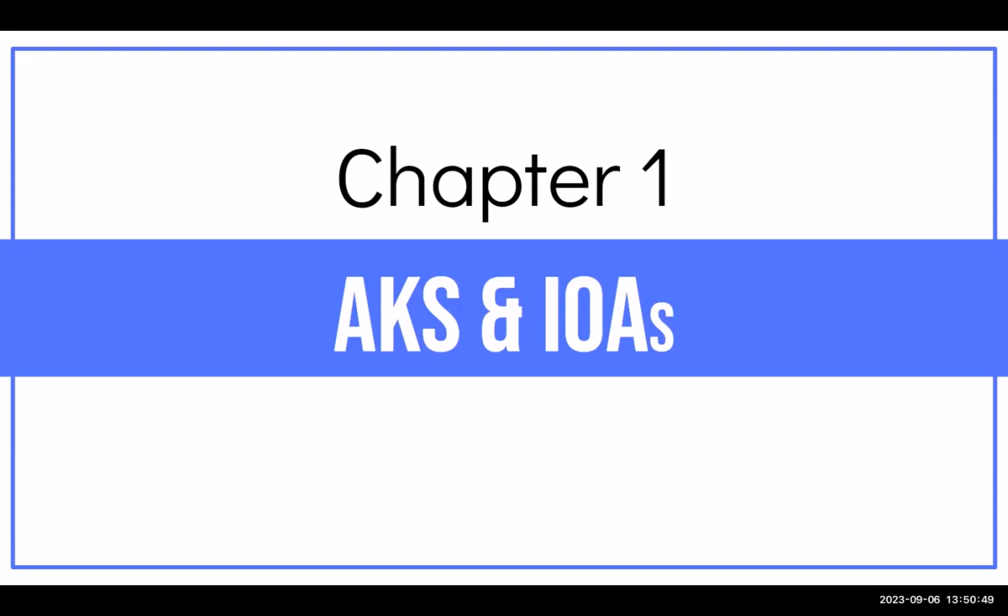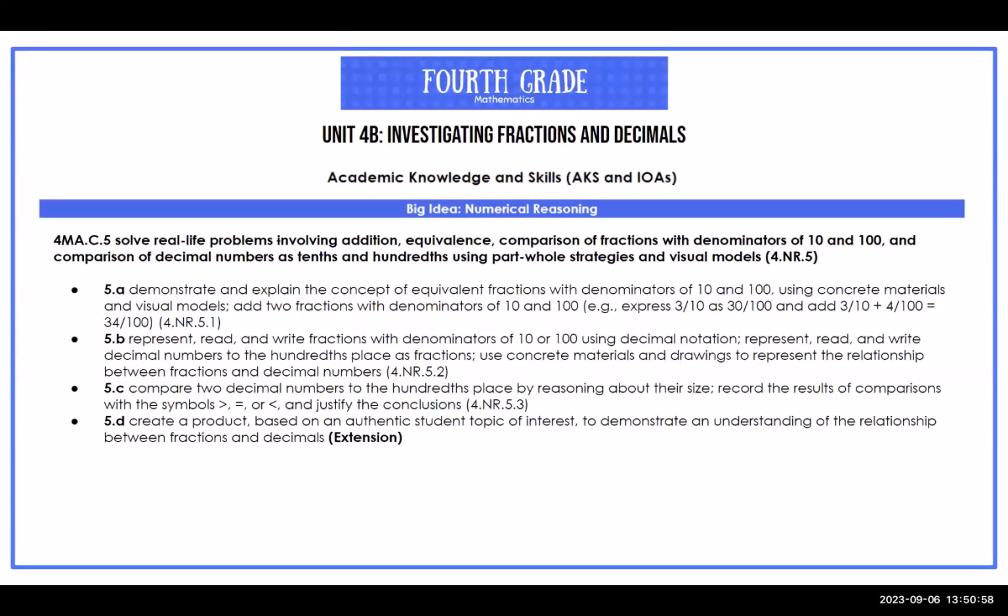In Chapter 2 of the video, we will look to see how the AKS and IOAs in this unit are paced in detail. Unit 4B has one AKS. Under the AKS, you will find the Indicators of Achievement, or IOAs. In Unit 4B, you will teach all of the IOAs for AKS 4MA-C5. When learning this standard, students explore the relationship between fractions and decimals to solve real-life mathematical problems.